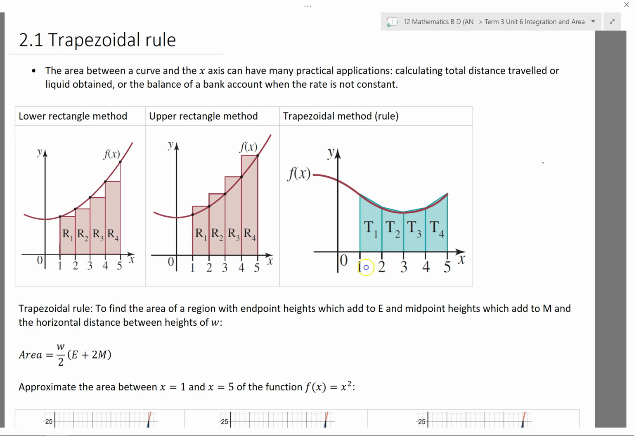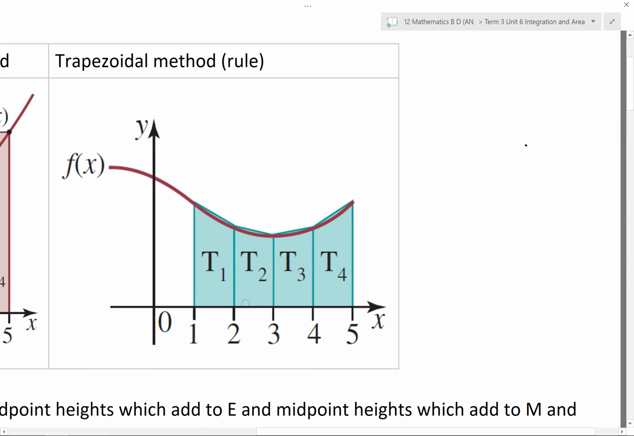The trapezoidal rule is probably the one that we'll focus on. The whole idea of the trapezoidal rule is to break this section up into trapezoids instead of rectangles, so we get a closer approximation faster. If I was to label these sides A, B, C, D, and E, and note that they've got a distance of h between them.